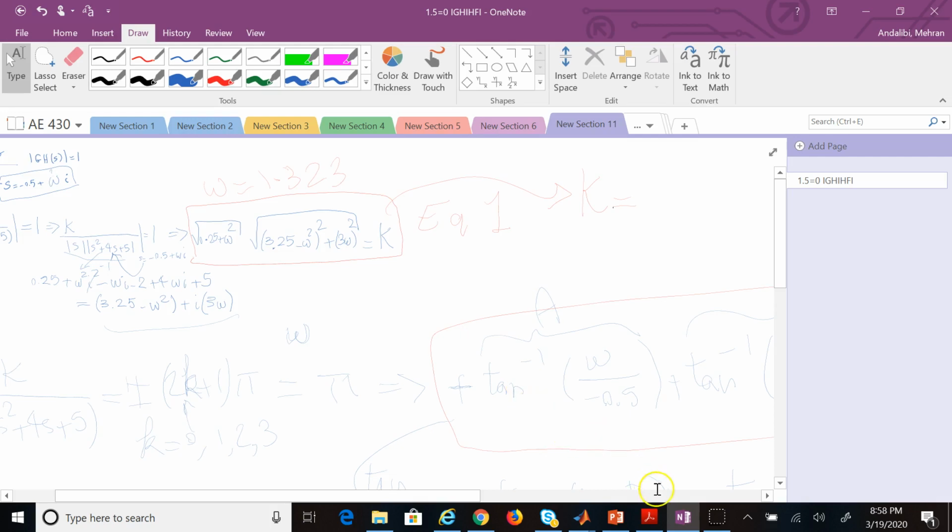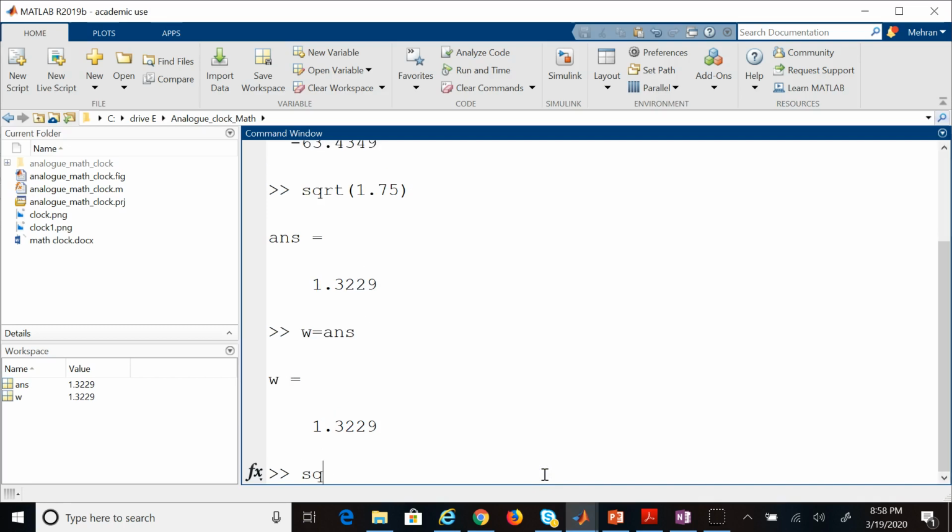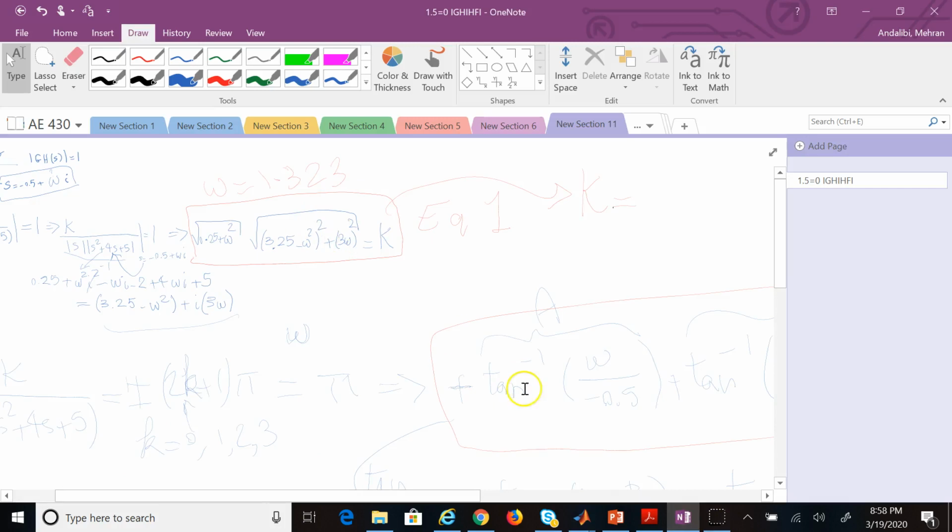And let's do that. So square root of that. I say omega, let's use W instead, is equal to answer. And now I'm looking at the square root of something times square root of something else, right? Where the first something is 0.25 plus omega squared. And the second term has 2 squares in it. So it's like this. When this term is 3.25 minus omega squared, if I'm not mistaken, and the other one is 3 omega.